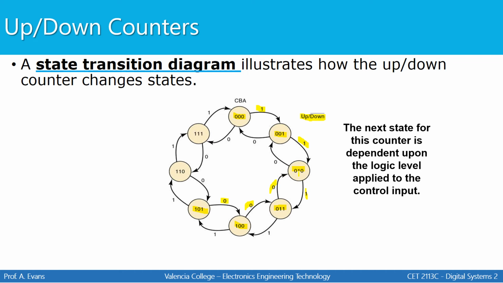So a state transition diagram is a way to illustrate all the states of your counter, and the arrows represent how you go from one state to the next, dependent upon the logic level that is applied to your control input. In this case, that would be up, down.